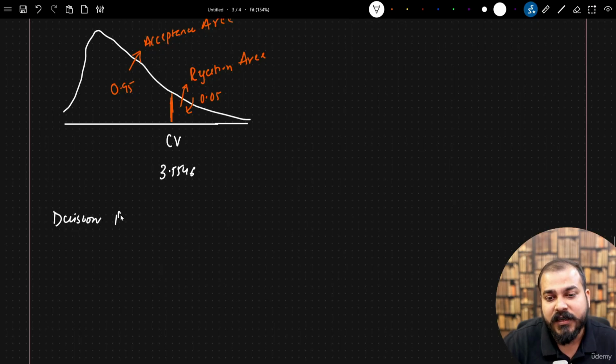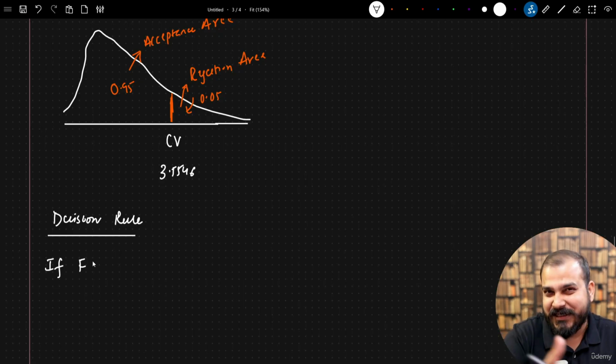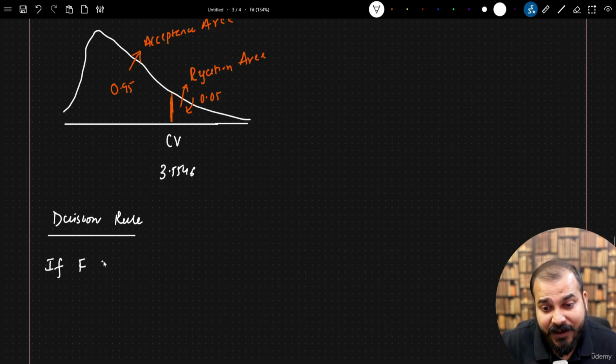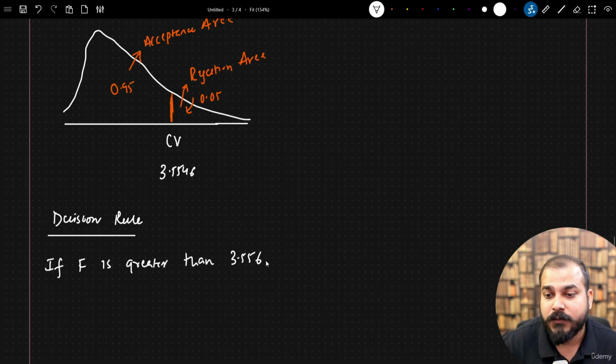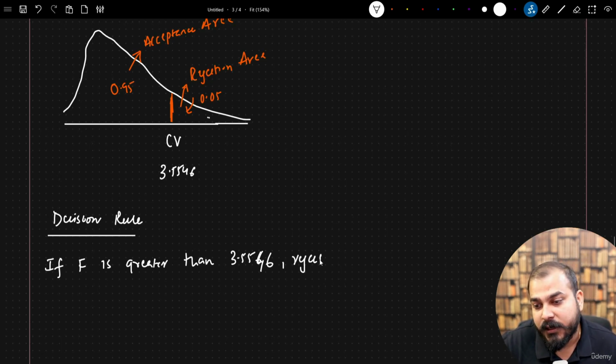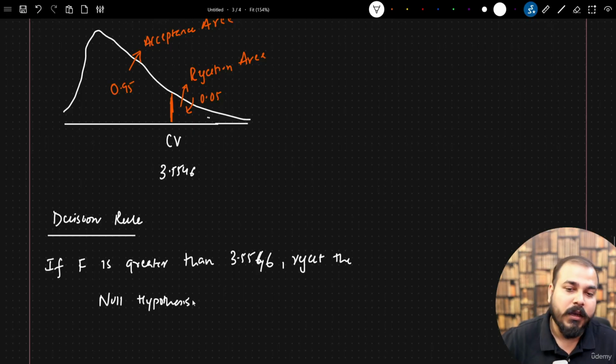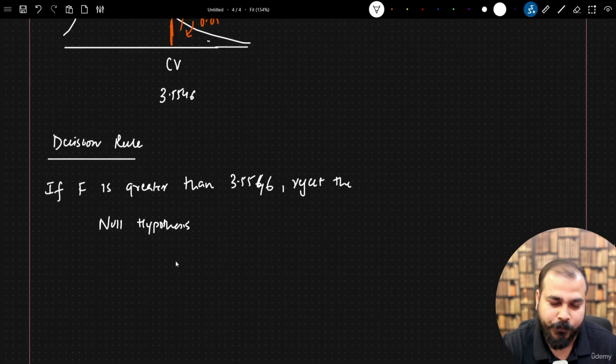Now the decision rule basically says that if my F calculated value, the F test statistic I'm going to apply, is greater than 3.5546, then it falls in this rejection region. So we reject the null hypothesis. Very simple. We reject the null hypothesis. That is what we are basically going to do.